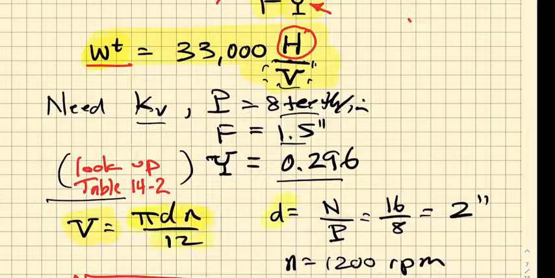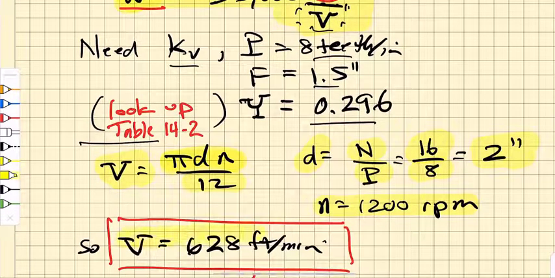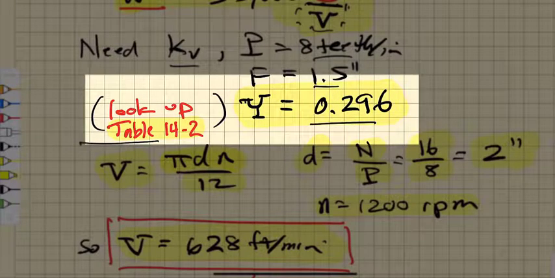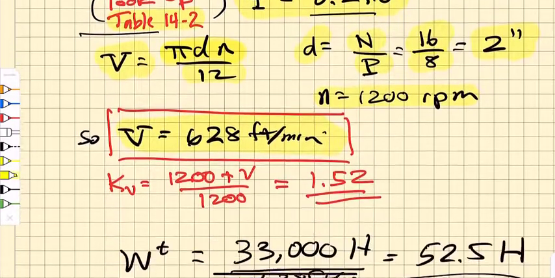We know that d is the number of teeth divided by the diametral pitch. We have 16 teeth. The pitch is 8, so we have a 2-inch diameter. It is running at 1200 RPM, which gives me a pitch line velocity of 628 feet per minute. I go to table 14.2 and look up the Lewis form factor for this 16-tooth gear, and I get a value of 0.296.